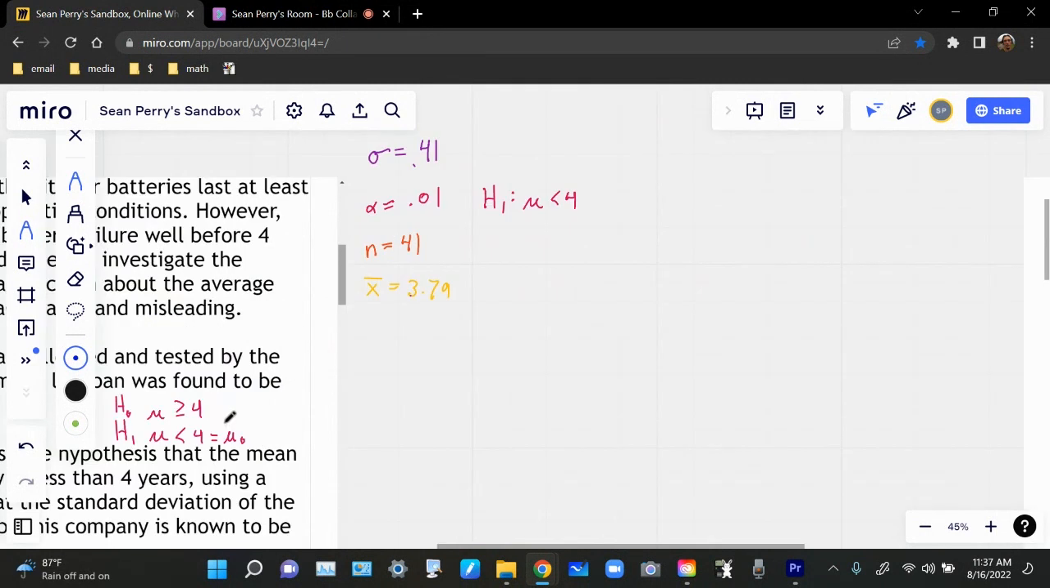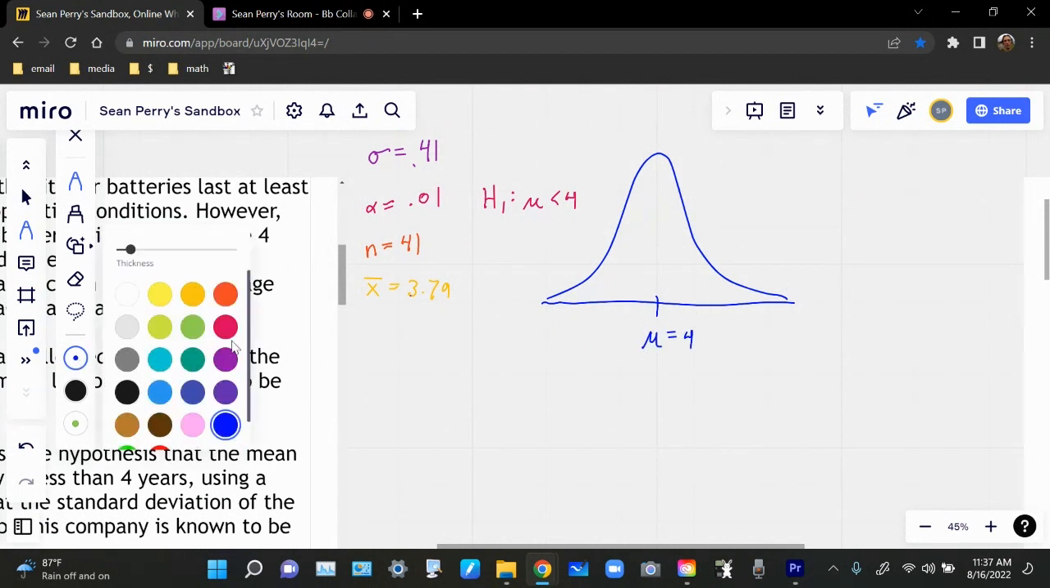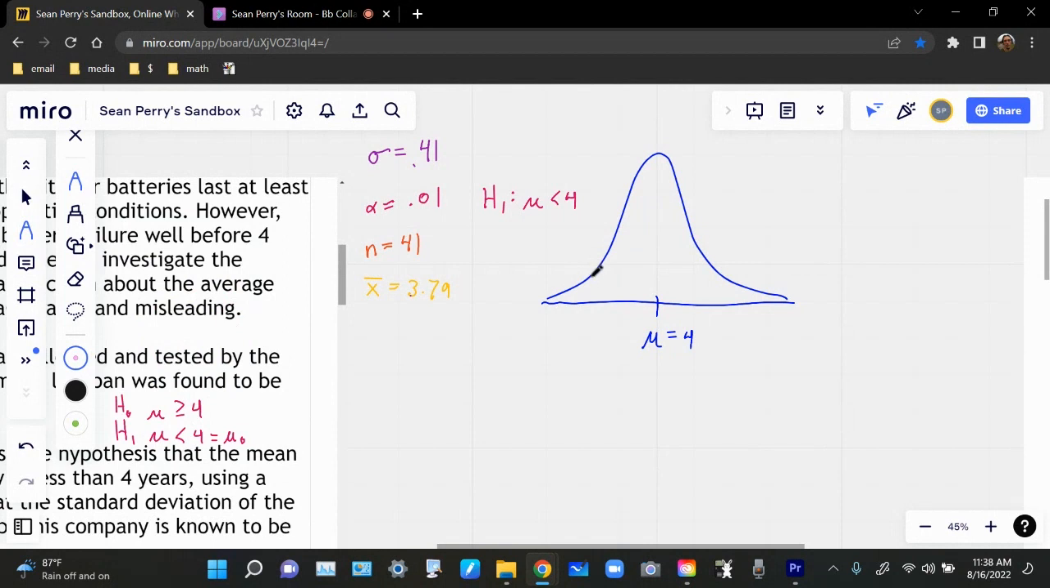So here I've copied the problem. Let's take a sketch. What has been claimed is that the mean is truly 4, and we are testing the hypothesis that it is in fact less than 4. So we take our alpha value, our area, and we put that all on the left-hand side here. So in other words, this area here is the full 1%.